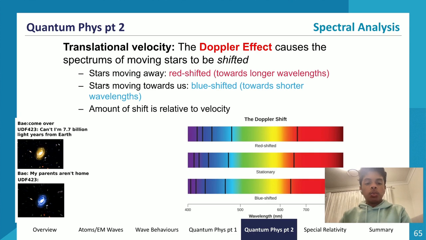What happens if the star is moving towards us? Well, the light wave is traveling towards us, and the source of light is also traveling towards us. So now the light gets squished. The wavelengths become shorter, and so it becomes blueshifted. So it travels more towards the blue end of the spectrum. So this is what would happen if it was stationary, this is what it would look like if it's redshifted, and the bottom over here is what it would look like if it was blueshifted. So that is translational velocity.